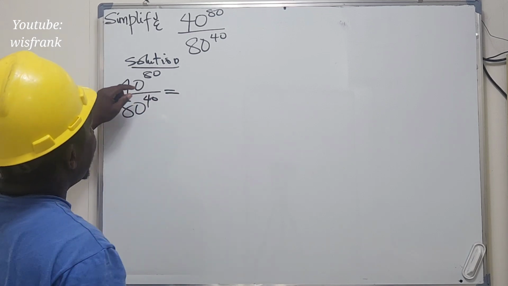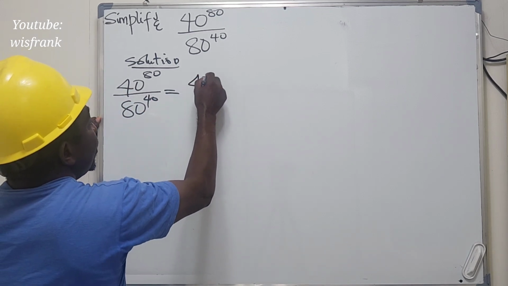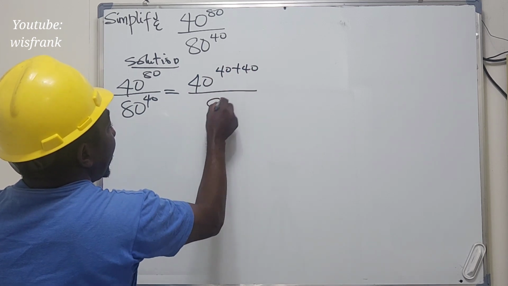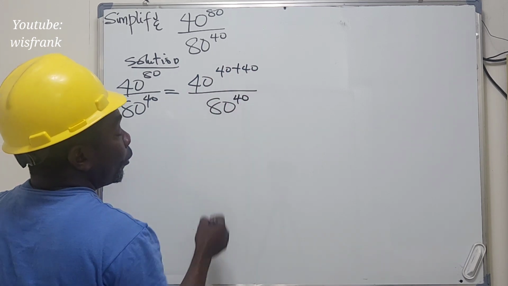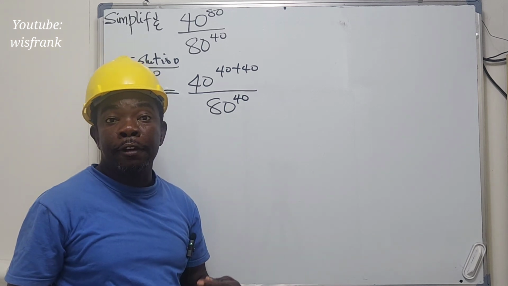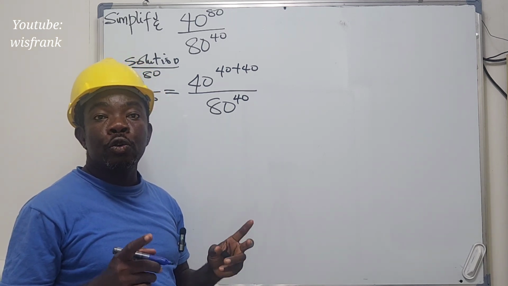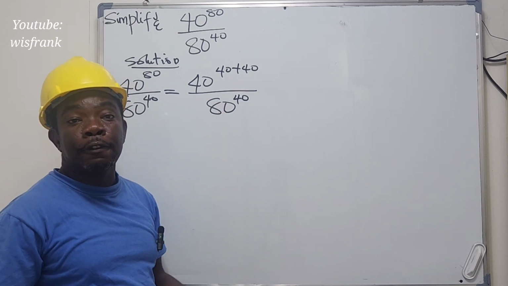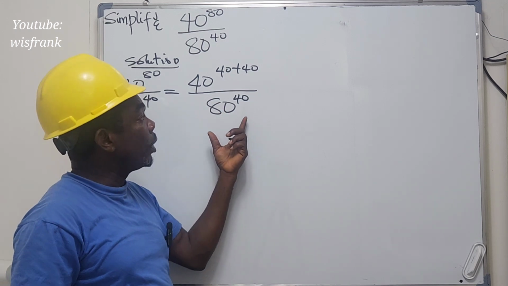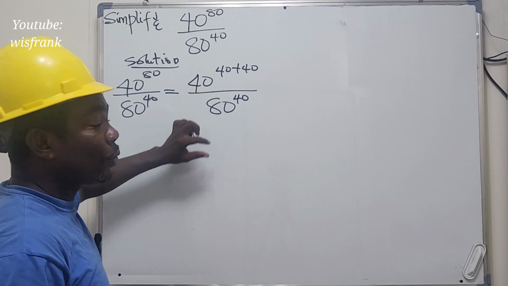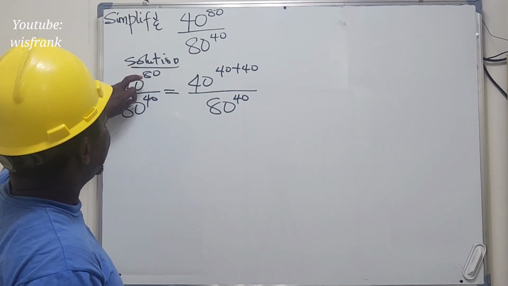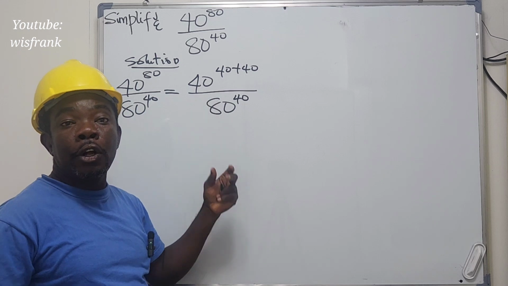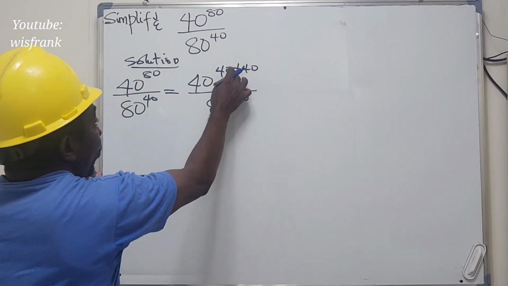So here we can rewrite this as 40 to the power of 40 plus 40 all over 80 to the power of 40. So here we have different methods, but we are going to show two different methods in how we are going to simplify this question for us to find the answer of this question. So here, the first thing is for us to simplify this to the power of 40 altogether.